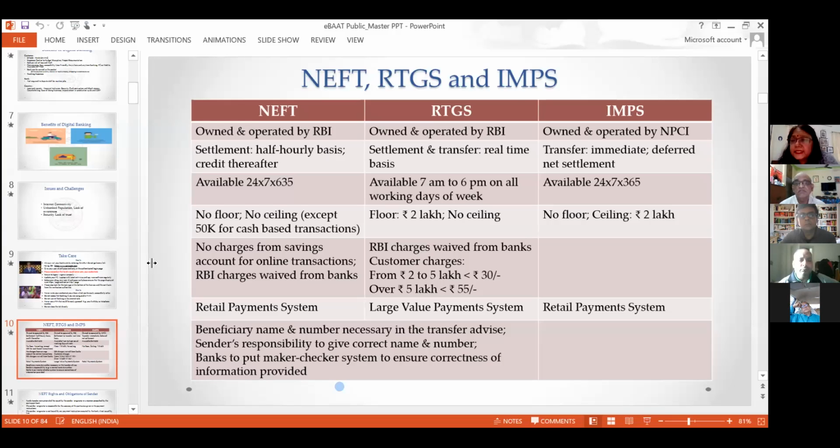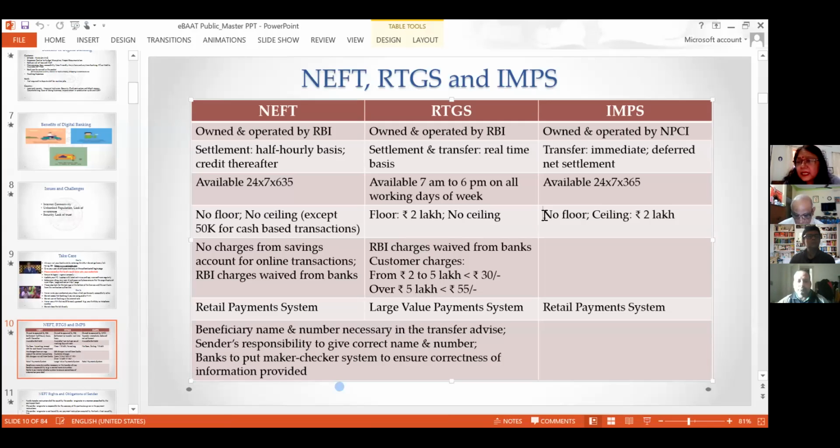What is IMPS? IMPS is a mobile-based payment that is offered by NPCI. There is no floor, there is a ceiling. It is also available 24/7, and it is a retail payment. Retail payment means typically between individual to individual, that is P2P. There is a small difference between IMPS and UPI.